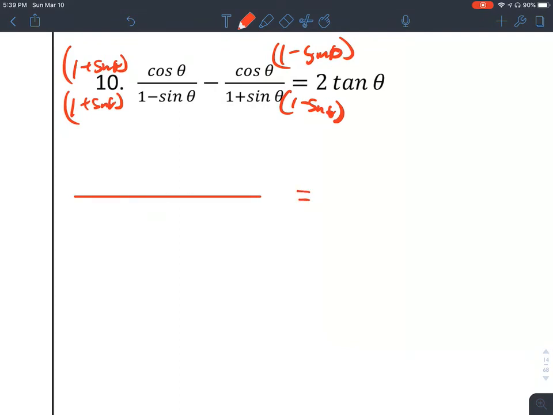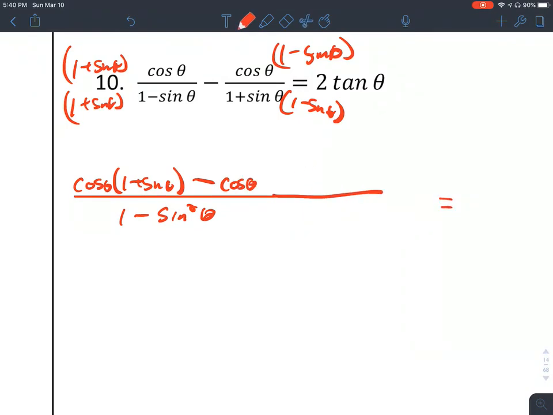My denominator, I'm multiplying two conjugates. That's a 1 minus sine squared of theta. I described earlier why that's the case. In my numerator, I'm going to have cosine of theta times 1 plus sine of theta, subtract cosine of theta times 1 minus sine of theta.